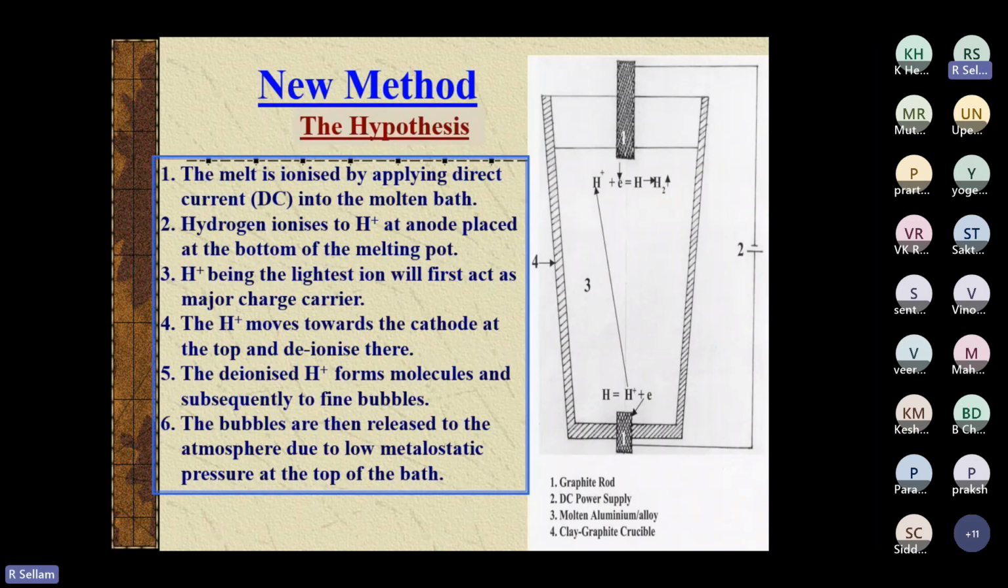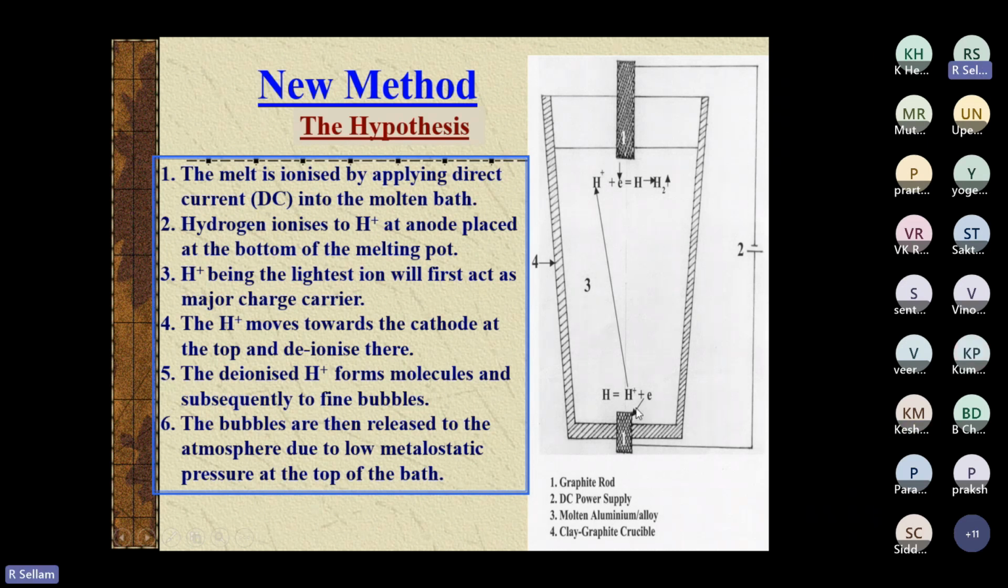The new method, the hypothesis, is like this. The melt is ionized by applying direct current, DC, not AC. A DC supply is applied into the molten bath. Hydrogen ionizes to hydrogen plus at the anode. The hydrogen is ionized here at the anode. I am showing the DC supply as a battery.